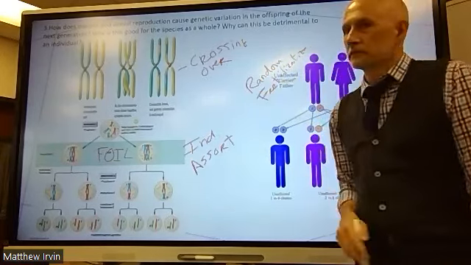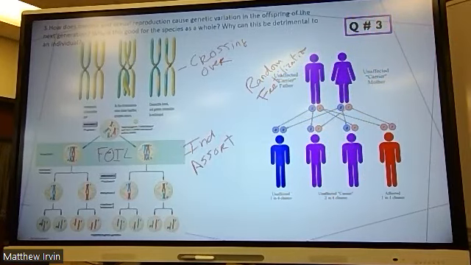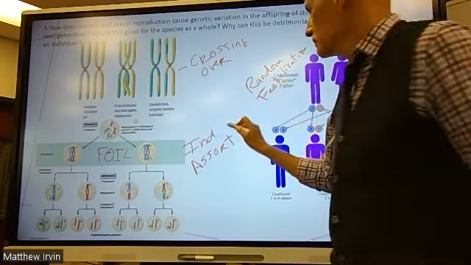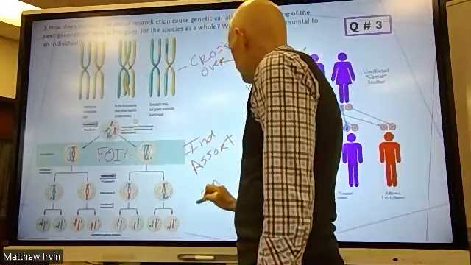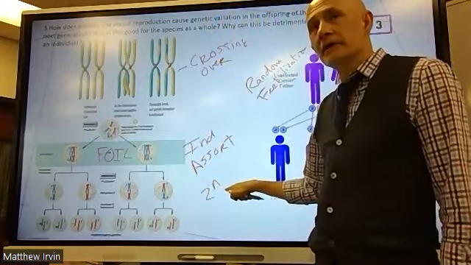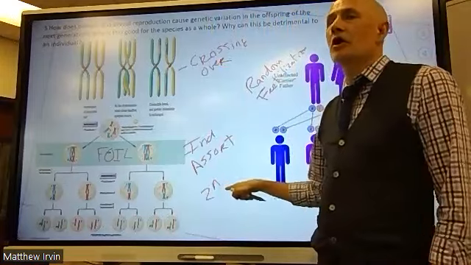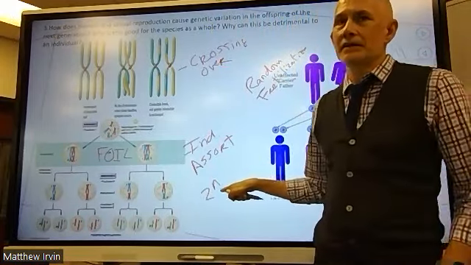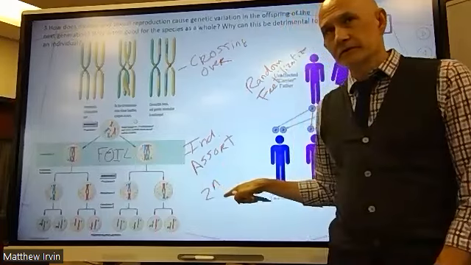So crossing over happens and then after that, they are also assorted in a random order too. Yes. So your basic statistics is 2 to the n, where n is your haploid number. That's going to give you all of the possible numbers of gametes without crossing over.